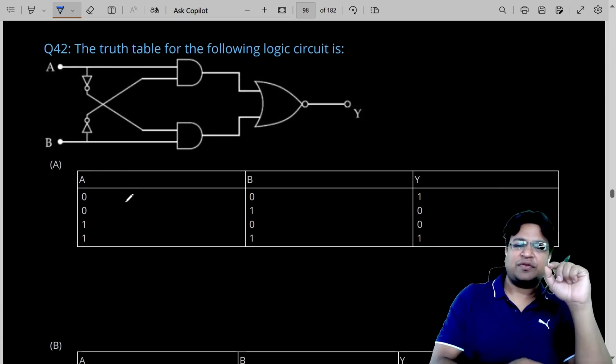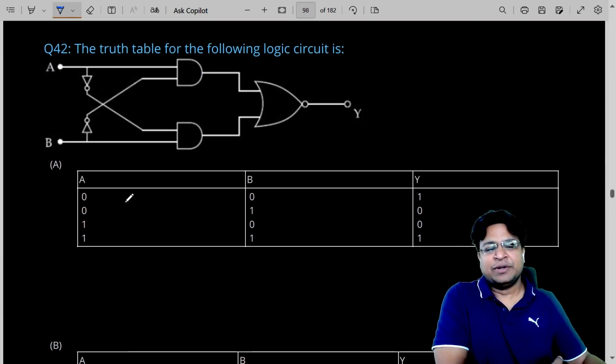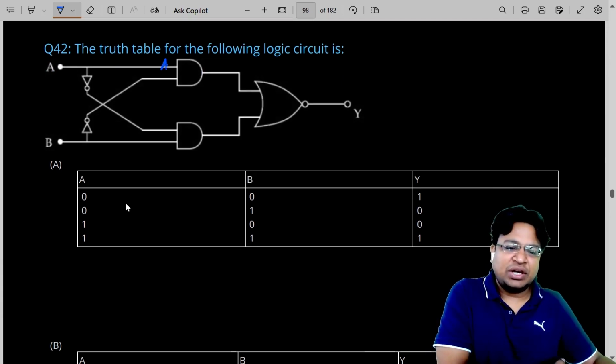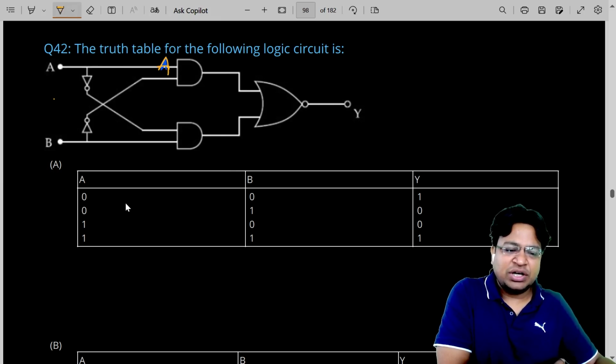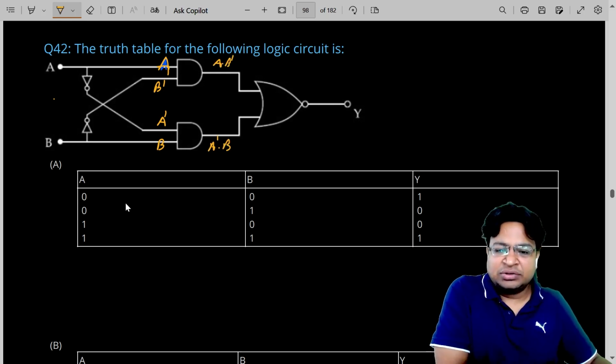Now coming to question number 42. The truth table for the logic circuit is, okay, guys. So A will reach here. Let me change the color of the pen. So A will reach here and B complement will reach here. A complement will reach here and B will reach here. From here we will get A dot B complement, and from here we will get A complement dot B, and then they both go into this NOR gate.